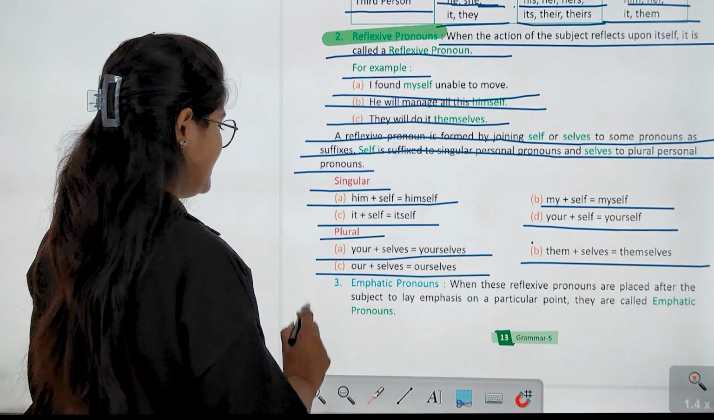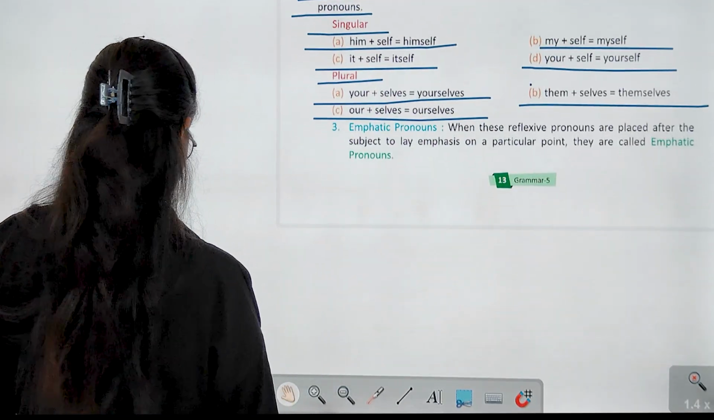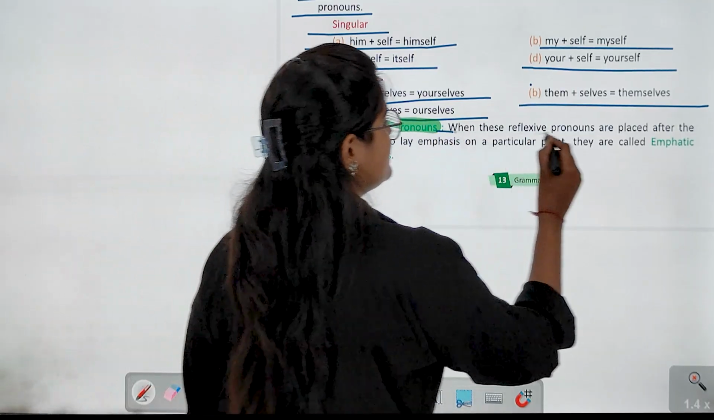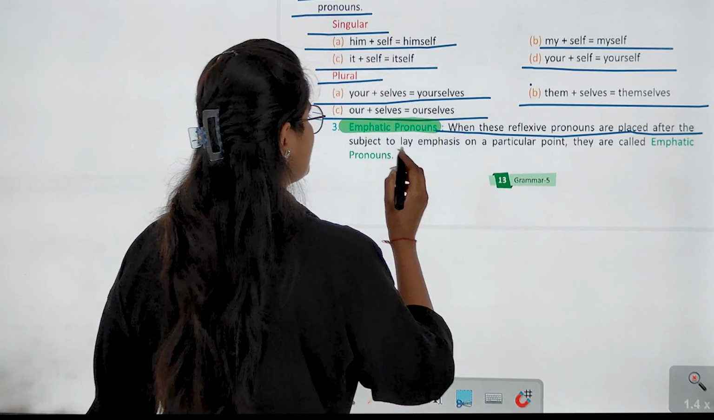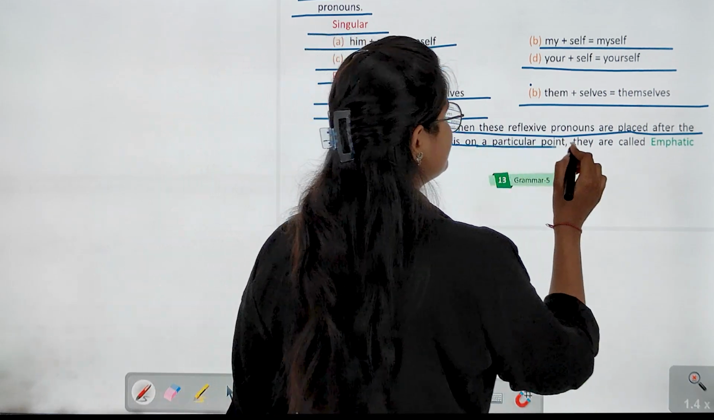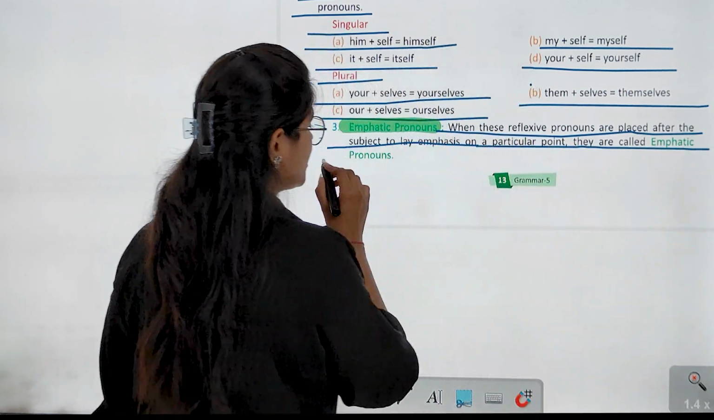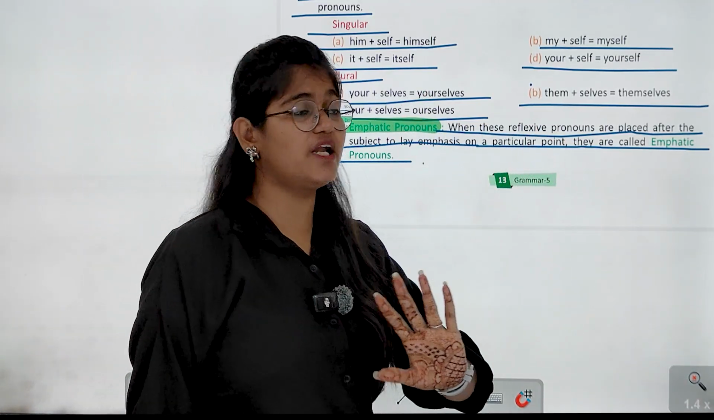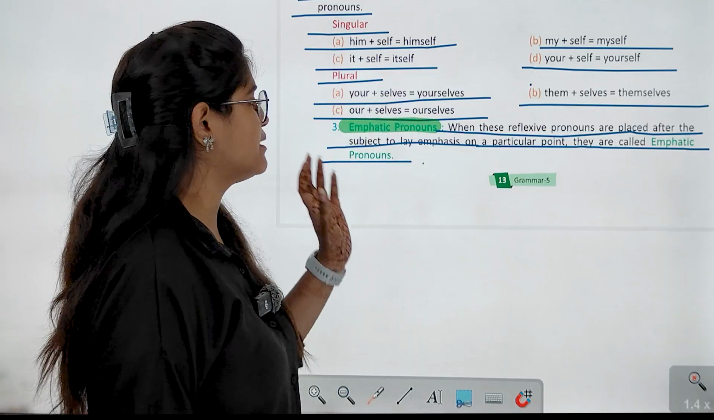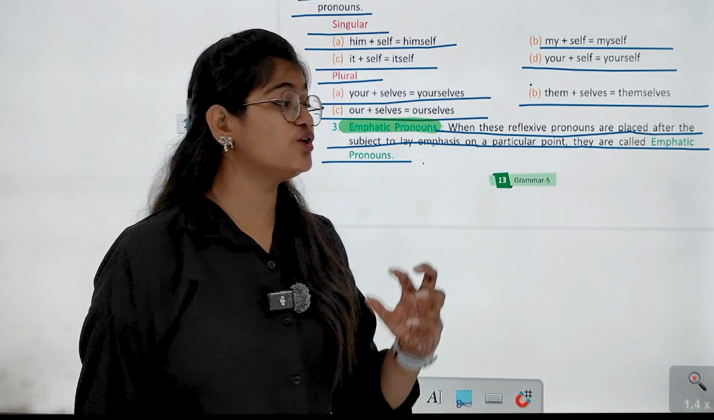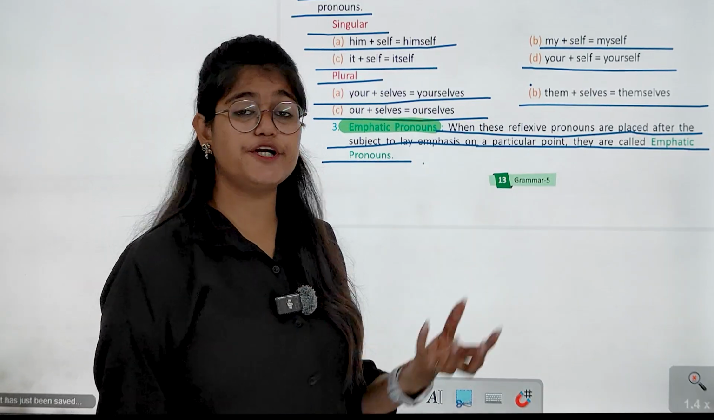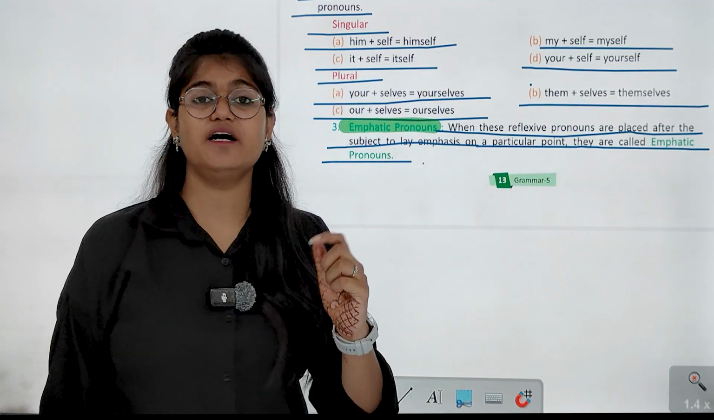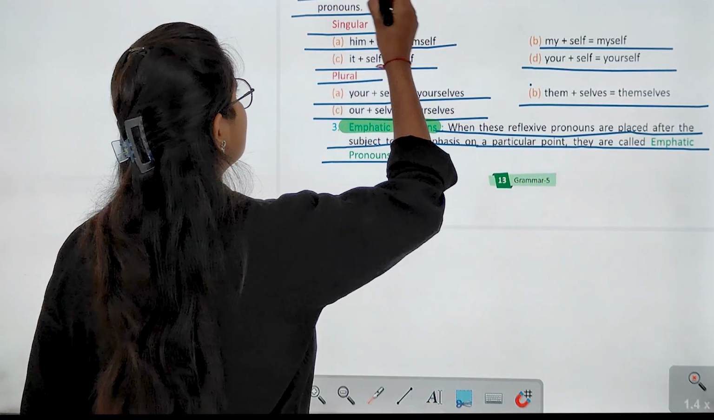After that, next we have emphatic pronouns. Now, what are these emphatic pronouns? So, when these reflexive pronouns are placed after the subject to lay emphasis on a particular point are called the emphatic pronouns. कि जब हम इन्हीं reflexive pronouns को place कर देते हैं subject के just बाद ताकि वो लोग emphasis को face कर सकें at a particular point, at those points these are known as the emphatic pronouns. Right? Let's move ahead after that.